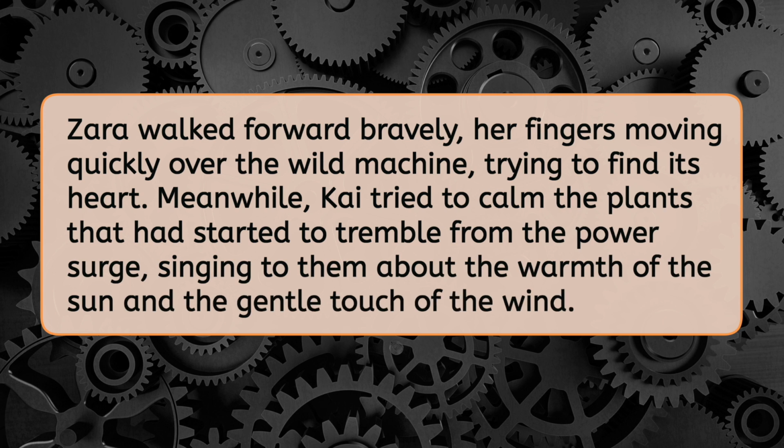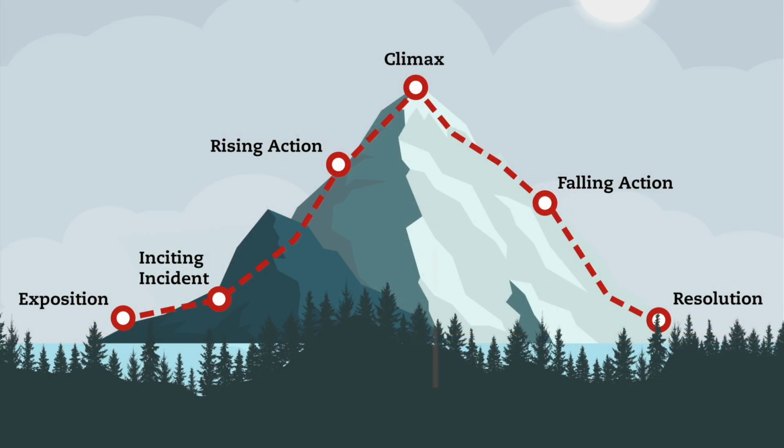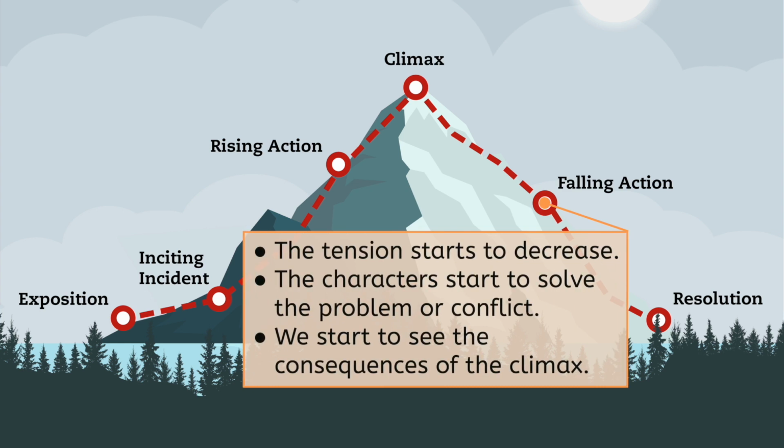The climax! The most exciting part, where the whole city's fate hangs in the balance. It's up to our protagonists, Zara and Kai, to restore power and save the city. But what comes next? We have falling action, where the tension starts to decrease. The characters start to solve the conflict, or we start to see the consequences of the climax. It's like walking down the other side of the mountain.